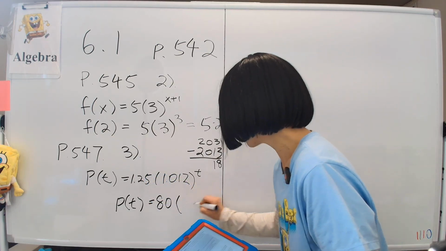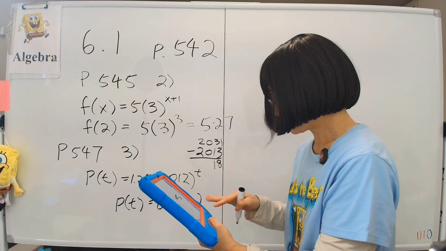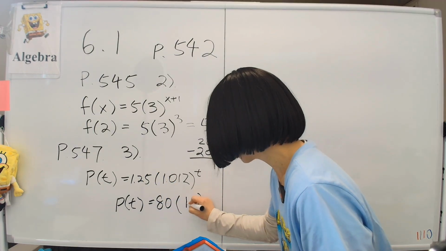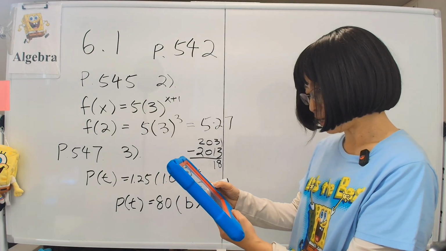We don't know what it is, so we'll call it something. It's some unknown number, b. Let's just call it b. We don't know what the growth rate is, and then how long has it been?